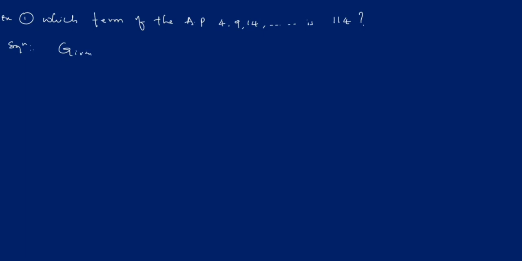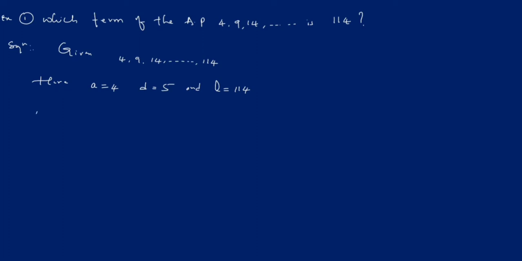Given we have 4, 9, 14 dash dash dash comma 114. Here value of A is what? How do we know? The initial first term. It is A equals to 4 here, right? And the D, the common difference, is 5 here, right? So 14 minus 9 is 5, 9 minus 4 is also 5, right? So and L, the nth term, L equals to 114, right?